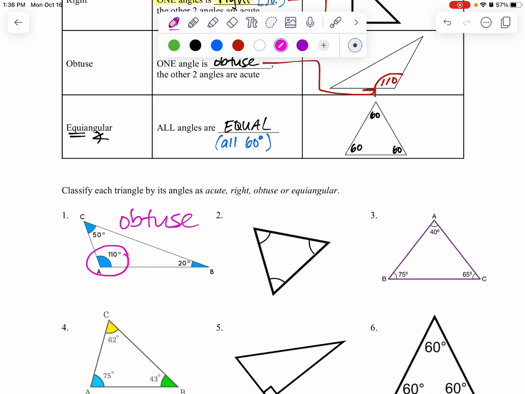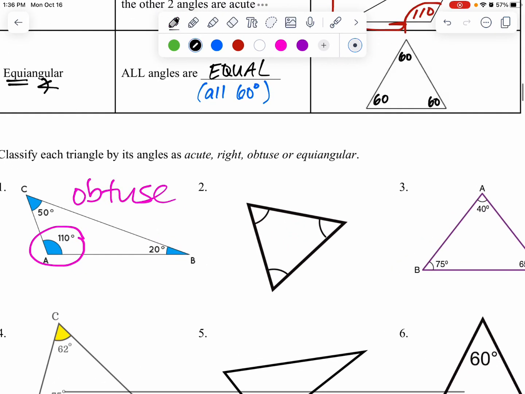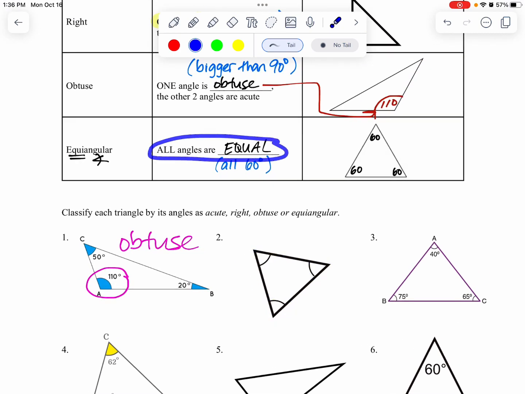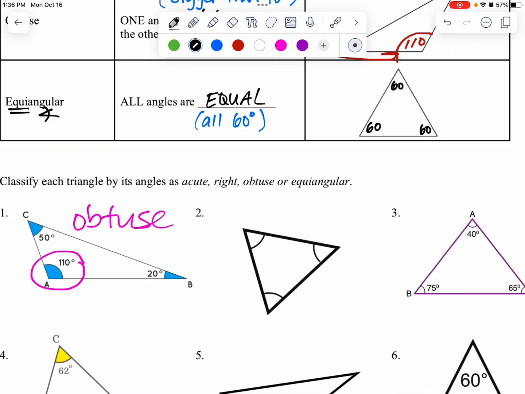So bigger than 90. In this triangle, we don't have any numbers, but do you recognize these swoops? These swoops mean that all three of the angles are the exact same. And what does that mean when all the angles are equal? It means that it is equiangular.